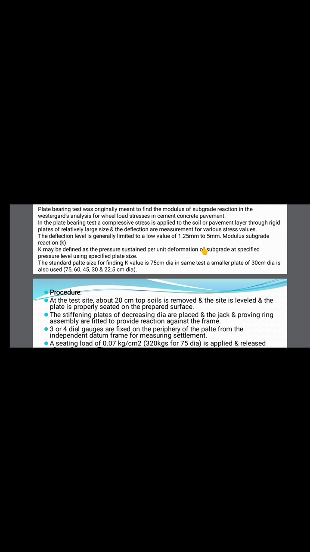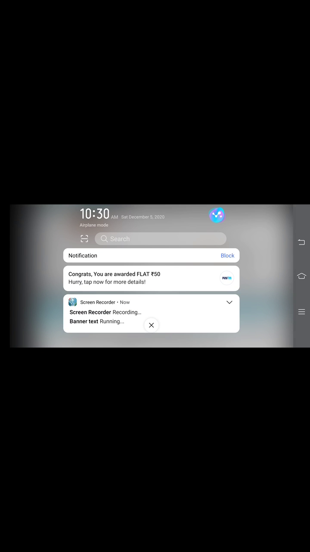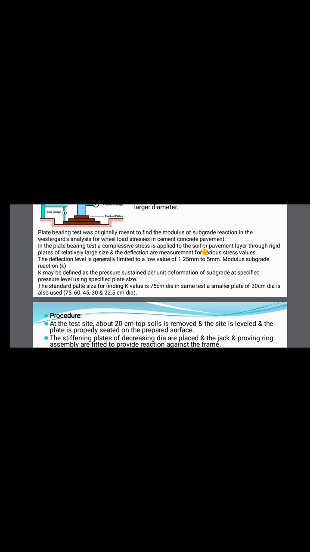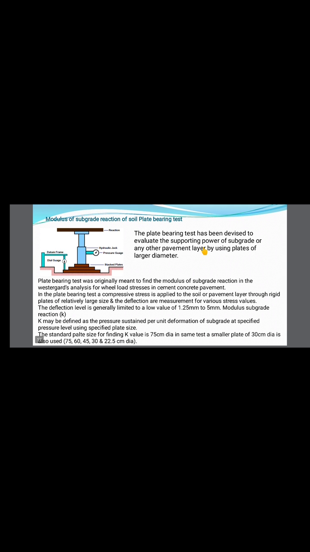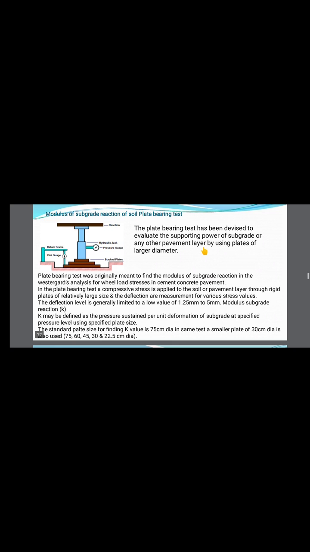Okay, in today's lecture, we'll start with the continuation part of your third module, that is modulus of subgrade reaction of soil plate bearing test. In the previous lecture, we studied the plate bearing test, isn't it? This plate bearing test was originally meant to find the modulus of subgrade reaction in Westergaard's analysis for wheel load stresses in cement concrete pavement.